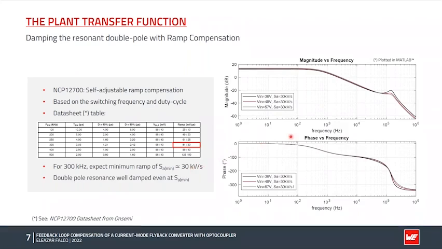With this, we can see here in the plots with the minimum ramp compensation of 30 kilovolt per second, how the peaking is well damped even at this minimum ramp. So we should not be worried much about it.